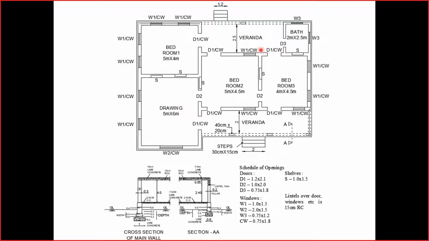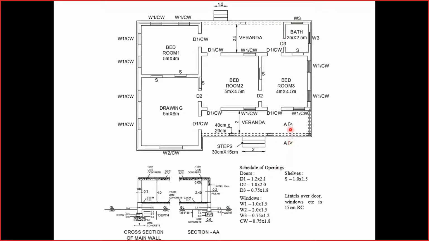As we can observe here, there are two major walls. One is the main wall of thickness 30 centimeter. The other is the partition wall, which is 20 centimeter. You can observe that the bathroom area has a wall thickness of 20 centimeter. And section A is also given.